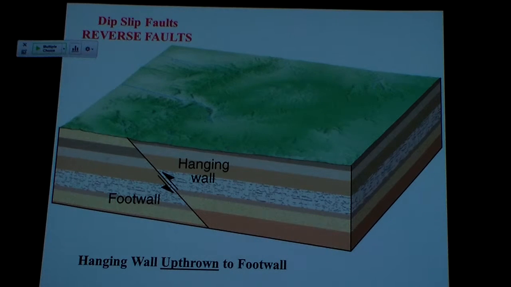So that's why we tend not to use up-thrown, down-thrown blocks. We tend to use hanging wall, foot wall blocks, because that relationship remains the same regardless of the direction of motion along the fault. Okay, so instead of a normal fault where the hanging wall would have dropped down, instead the hanging wall goes up on the fault. So what would be a really good name for this? Reverse fault. It's just the reverse of normal, isn't it? So a reverse fault now, the hanging wall block is going up.